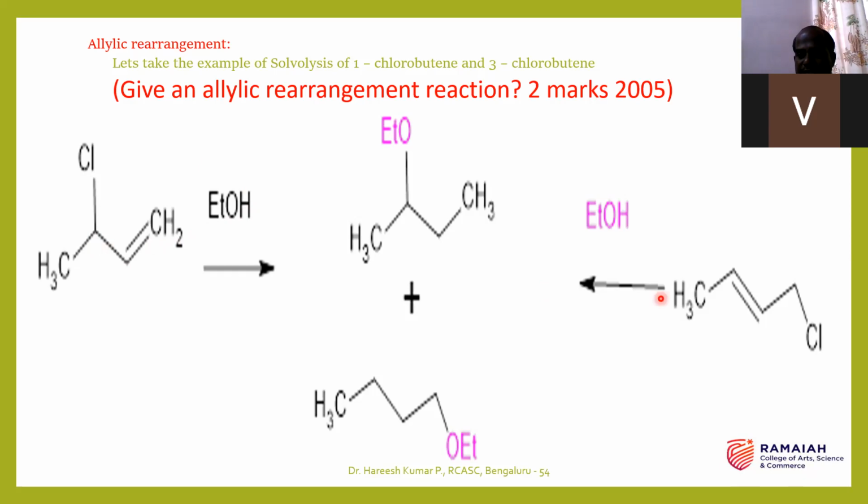3-chlorobutene. Otherwise, here is one more product. This substituent, this solvolysis also gives the same product. What it means is that definitely these products are formed through rearrangement, and that rearrangement is called allylic rearrangement. This is a reaction you can write.